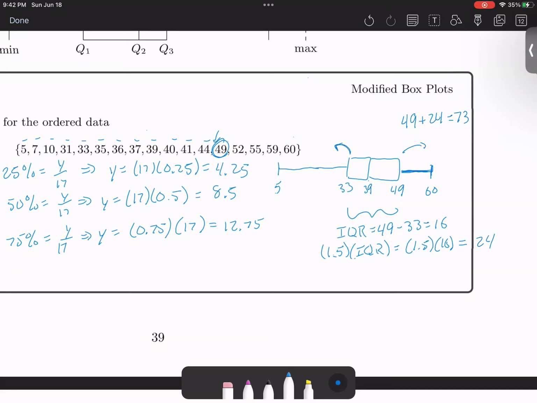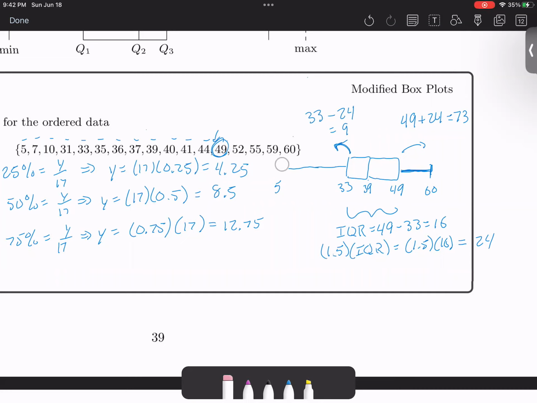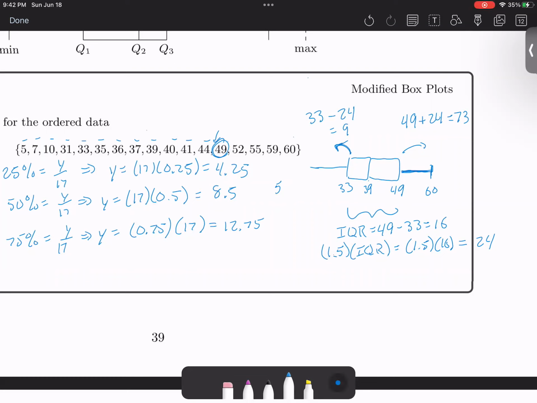Now let's go to the left from our box. We'll take Q1 and go to the left, or subtract, 1.5 times the interquartile range, 24. That gives us 9. So here we actually do have significantly low values. We should only extend this bar until 9. And anything smaller than that is going to be considered significantly low.